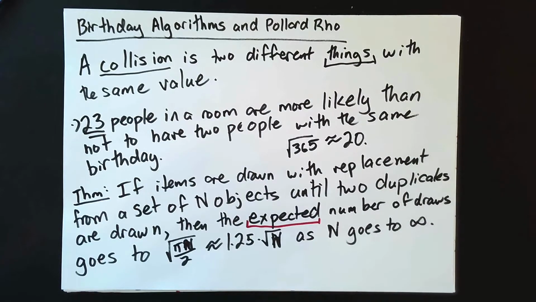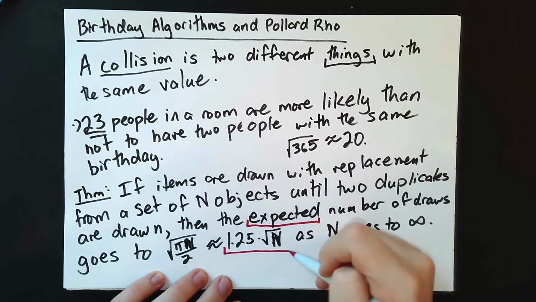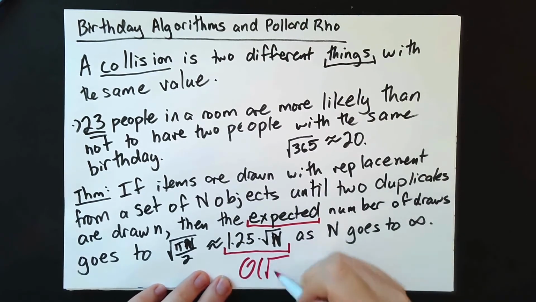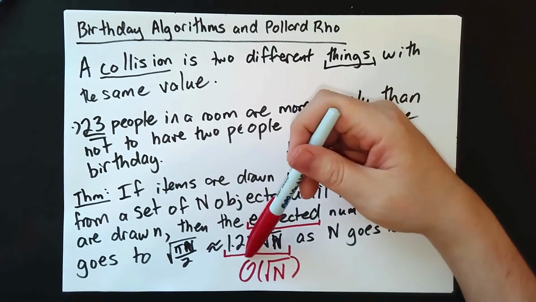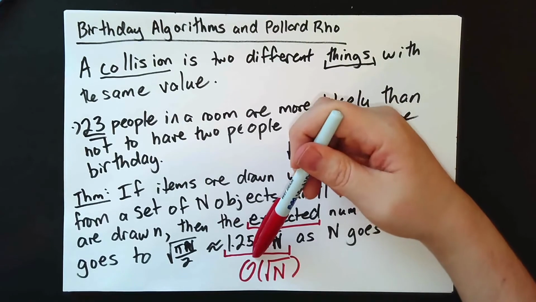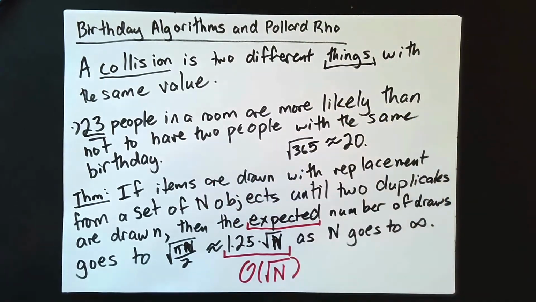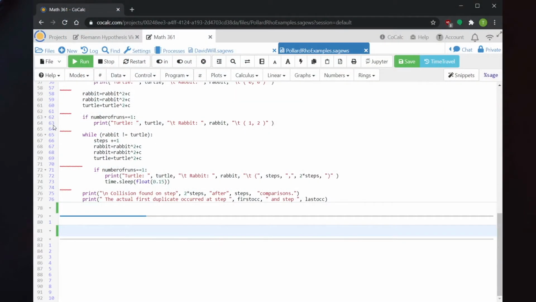Now for us, we're going to actually be way less precise when we're using this. Namely, we're just going to always refer to this as O of square root of n. In other words, the number of times that you have to draw grows not with n, but with the square root of n.